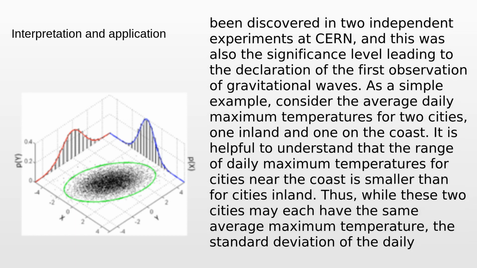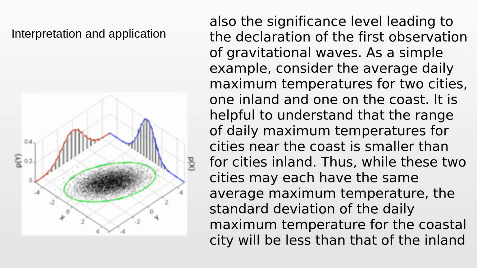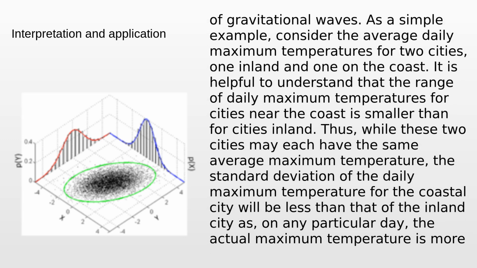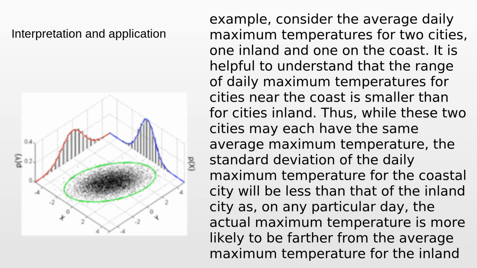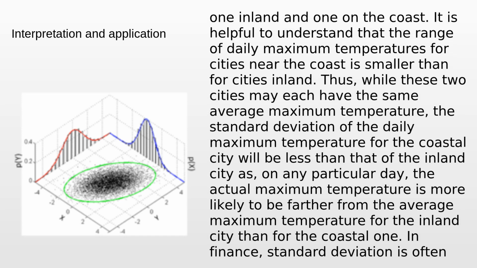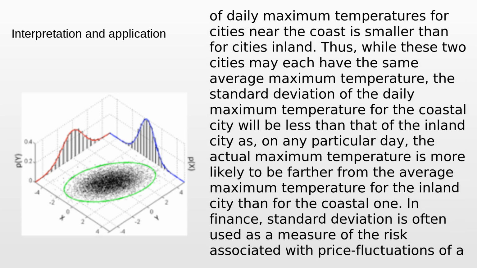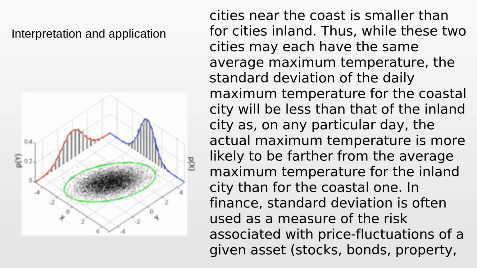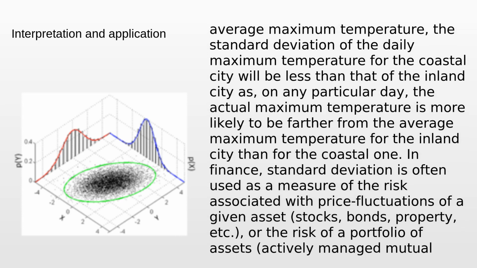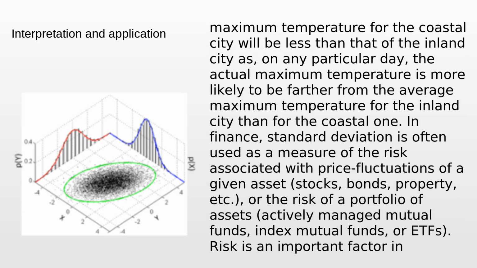As a simple example, consider the average daily maximum temperatures for 2 cities, one inland and one on the coast. It is helpful to understand that the range of daily maximum temperatures for cities near the coast is smaller than for cities inland. Thus, while these 2 cities may each have the same average maximum temperature, the standard deviation of the daily maximum temperature for the coastal city will be less than that of the inland city. On any particular day, the actual maximum temperature is more likely to be farther from the average maximum temperature for the inland city than for the coastal one.